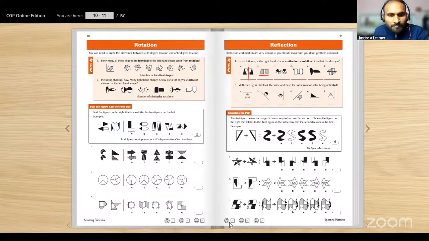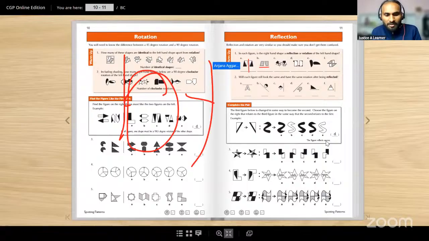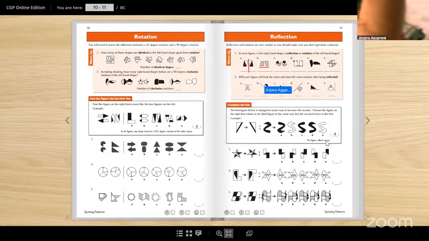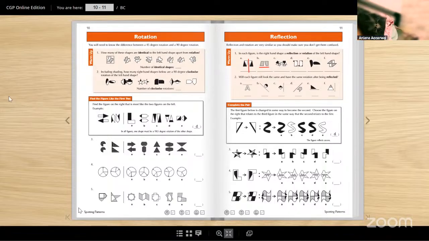Okay. Don't write anything. I'm just going to take a screenshot. Just erase this. This is what I wrote. Wait.